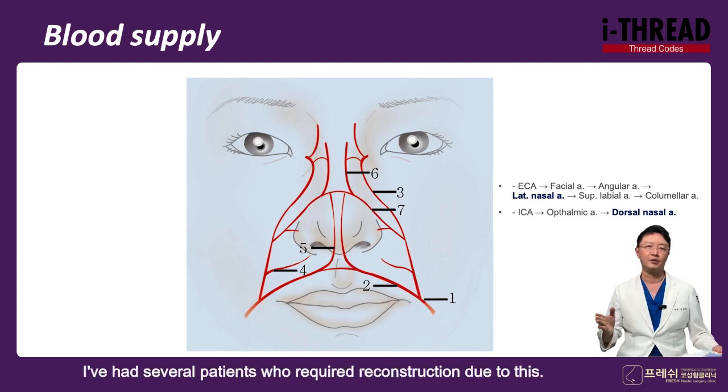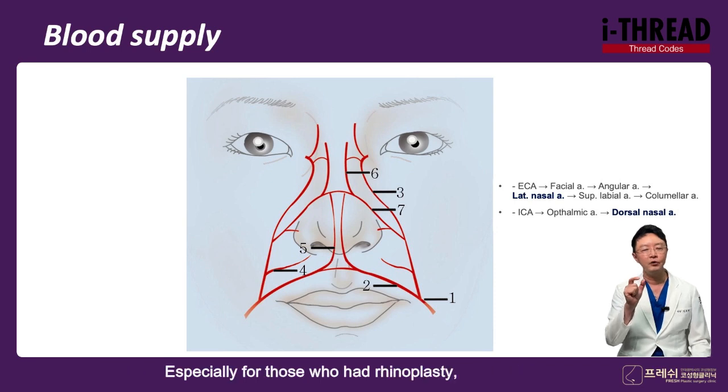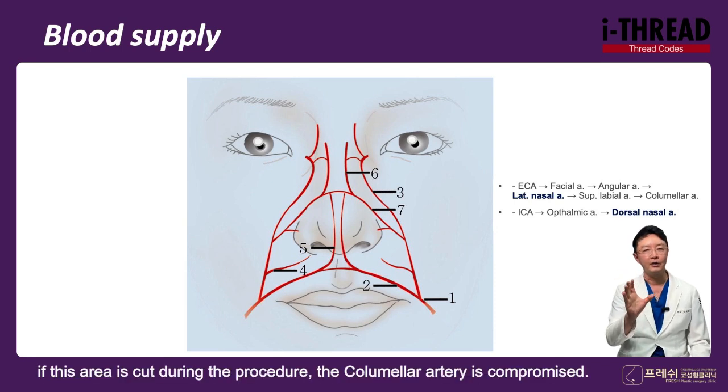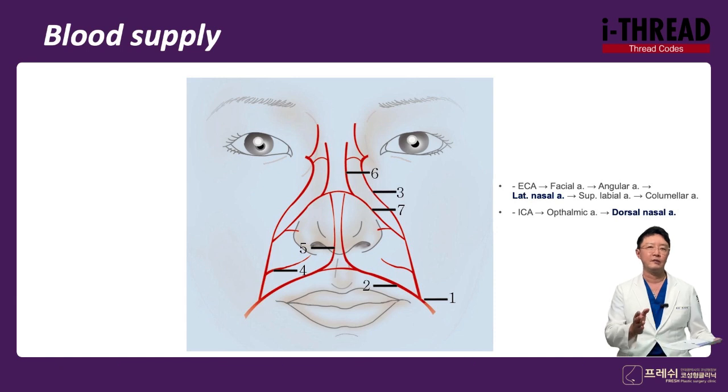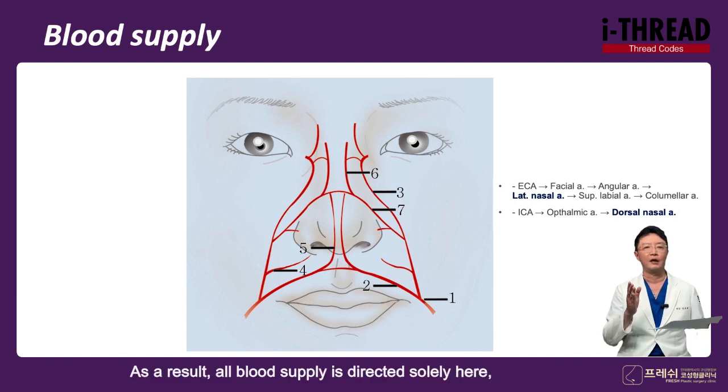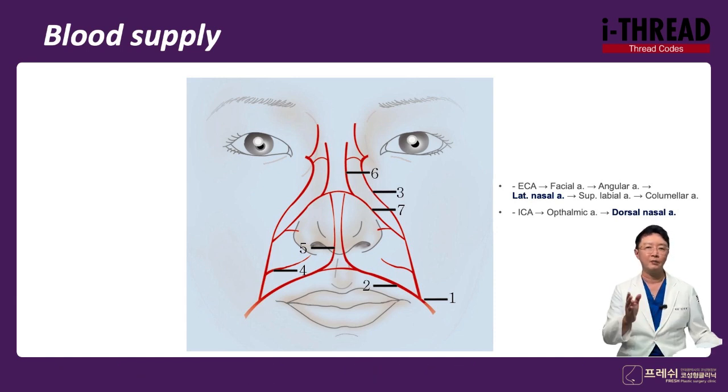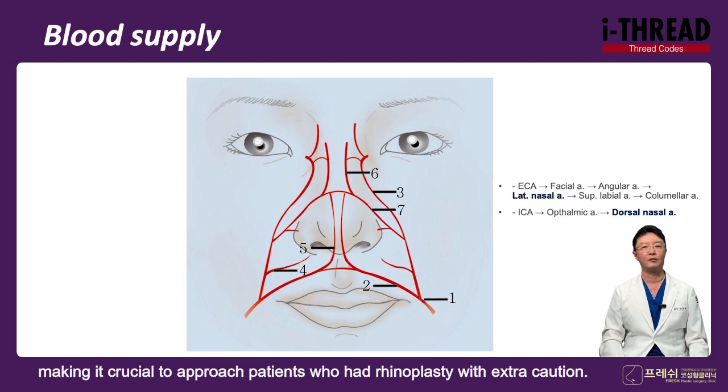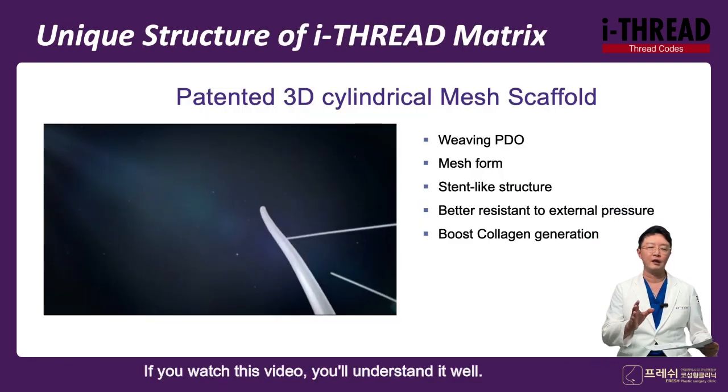I've had several patients who required reconstruction due to this, especially for those who had rhinoplasty. If this area is cut during the procedure, the columellar artery is compromised. As a result, all blood supply is directed solely here, making it crucial to approach patients who had rhinoplasty with extra caution. If you watch this video, you'll understand it well.